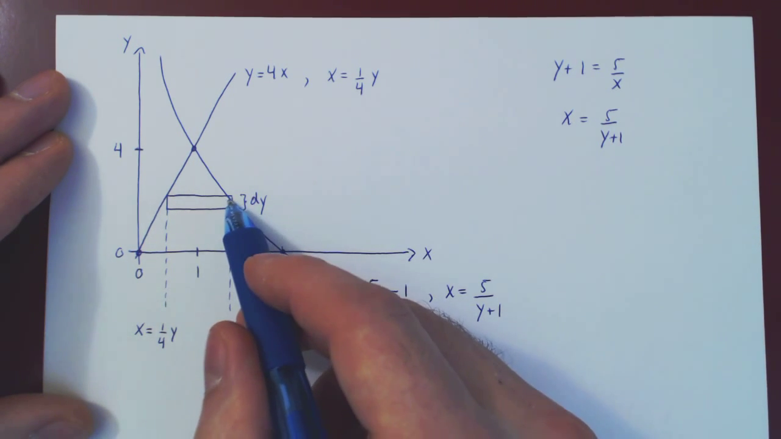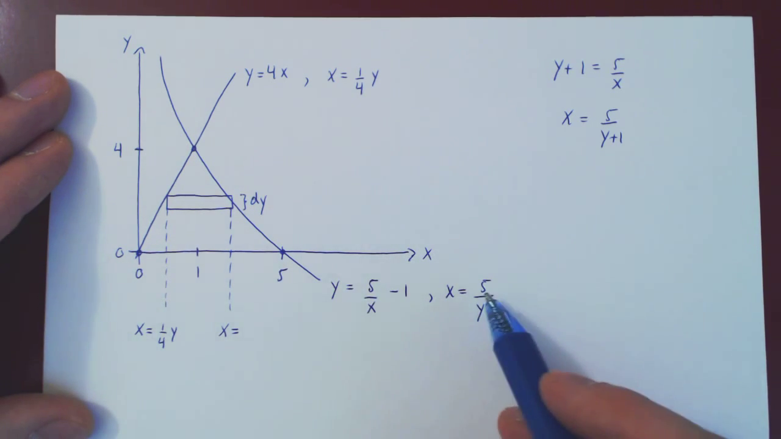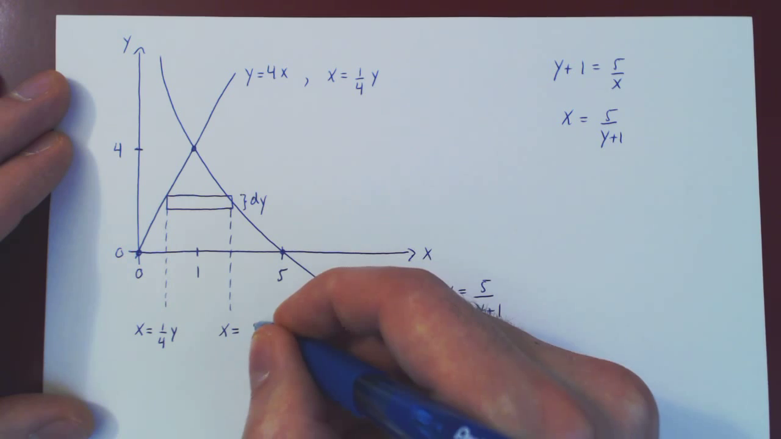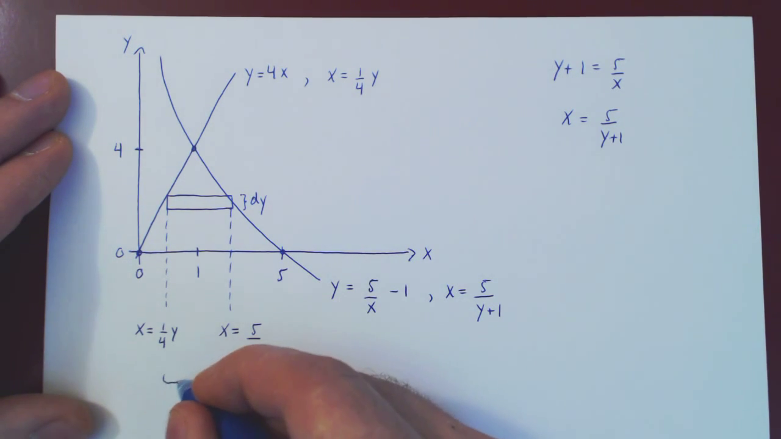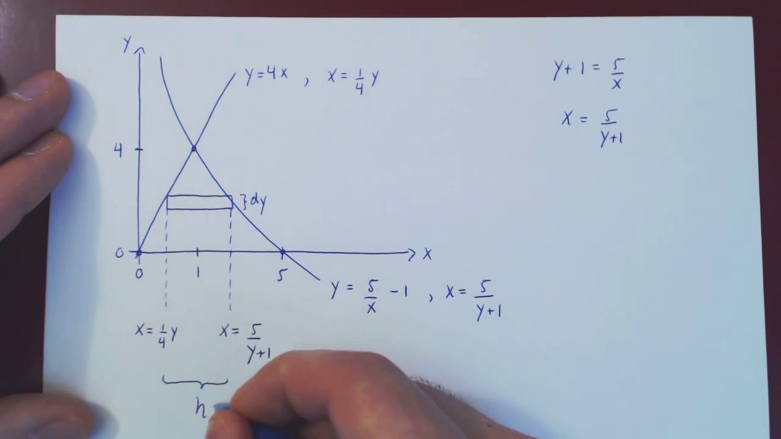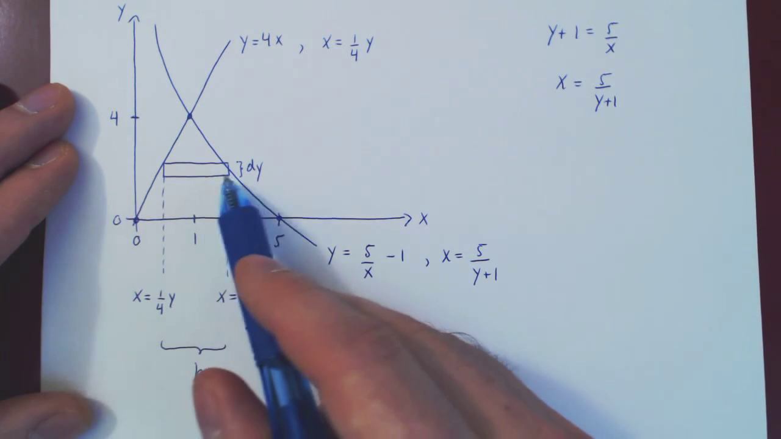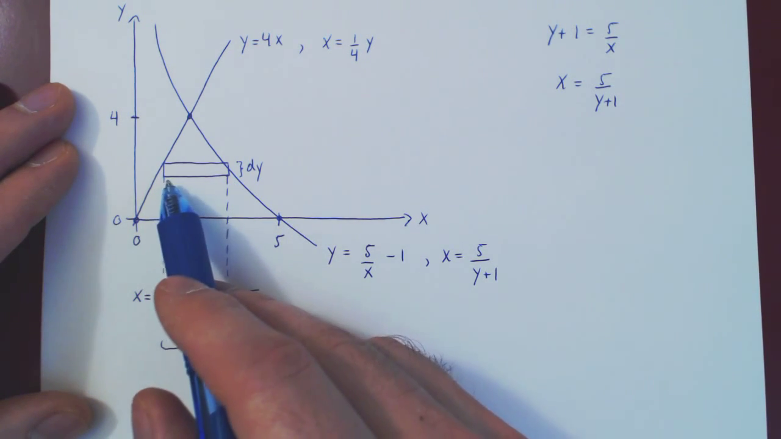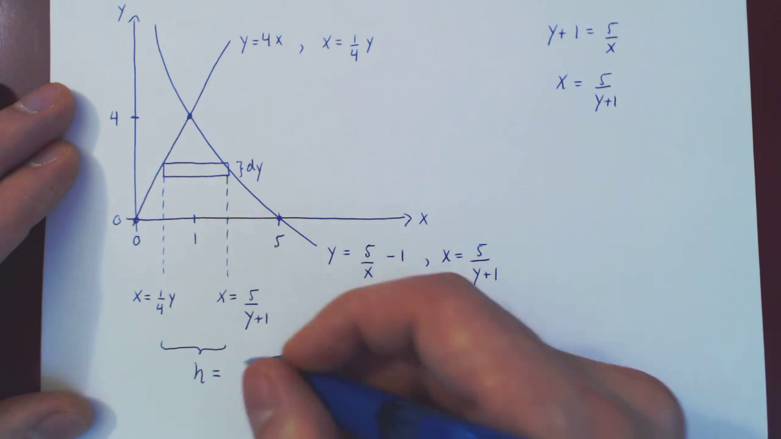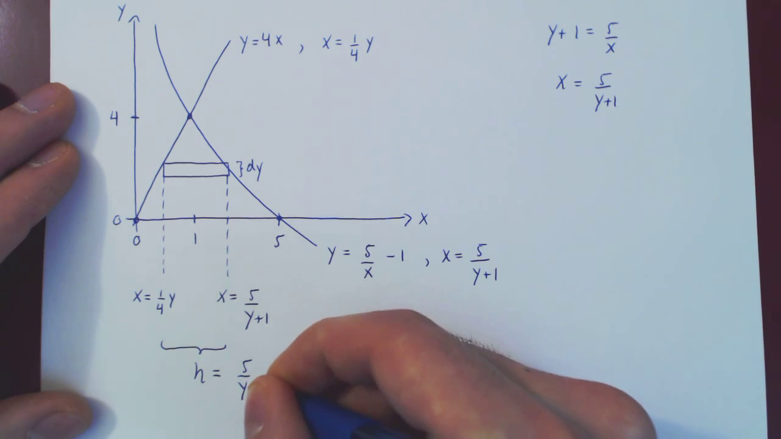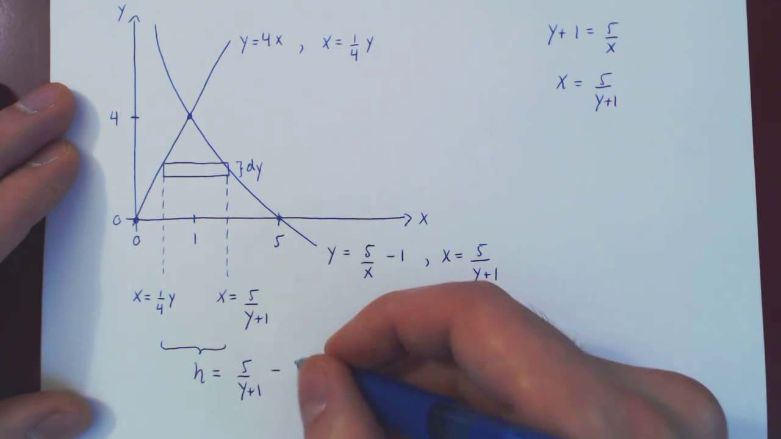So when we're looking at the right-hand point of our rectangle, we are on this curve, and on this curve, x is 5 over y plus 1. And now we can find the height of our rectangle quite easily. As we've said, the height is just the length of the segment. This is a segment along the x-axis, so the length will be the bigger x value, 5 over y plus 1, minus the smaller x value, 1/4 y.